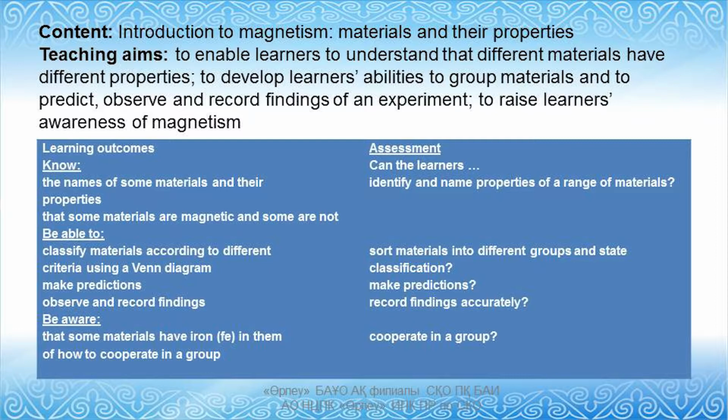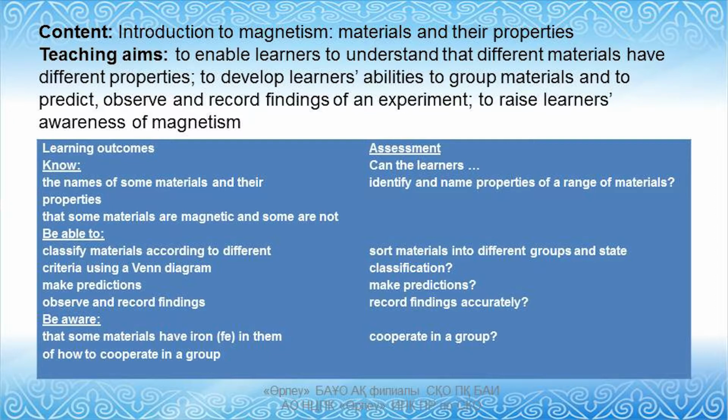And teaching aims, you can see, are to enable learners to understand that different materials have different properties, to develop learners' abilities to group materials and to predict, observe and record findings of an experiment, and to raise learners' awareness of magnetism. And here you can see learning outcomes and assessment. This part is due to content, as you can see.